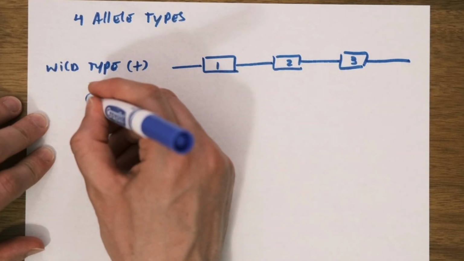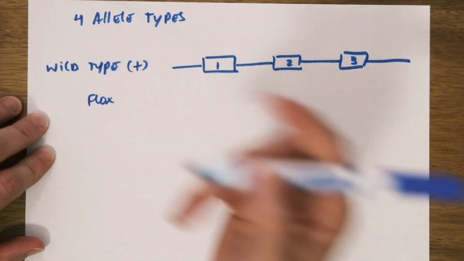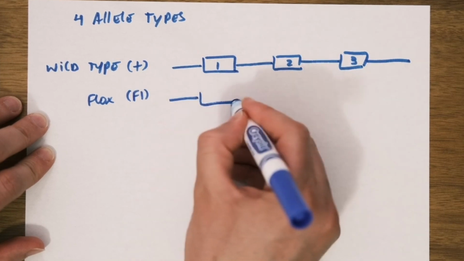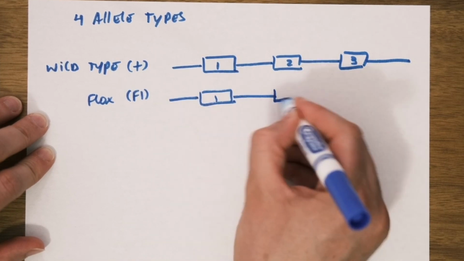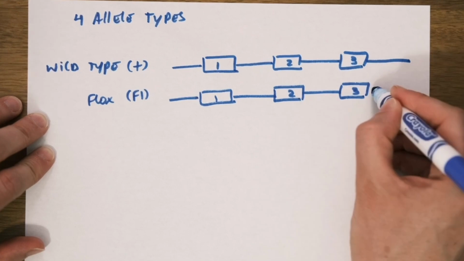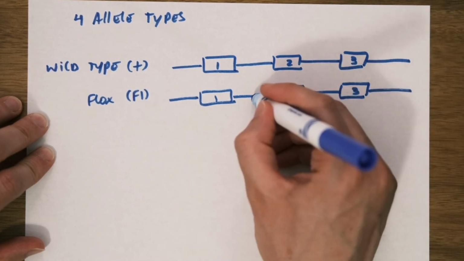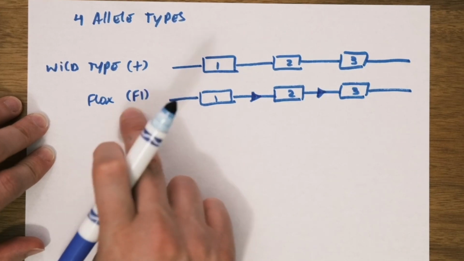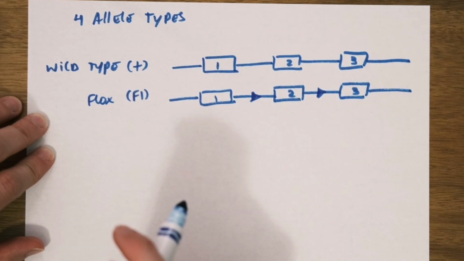Then we will be working with Flox alleles that are very similar to the wild type alleles. The difference is that we will be inserting a LoxP site flanking a critical exon. For example here, maybe exon 2. These ones we are referring to as the FL alleles.